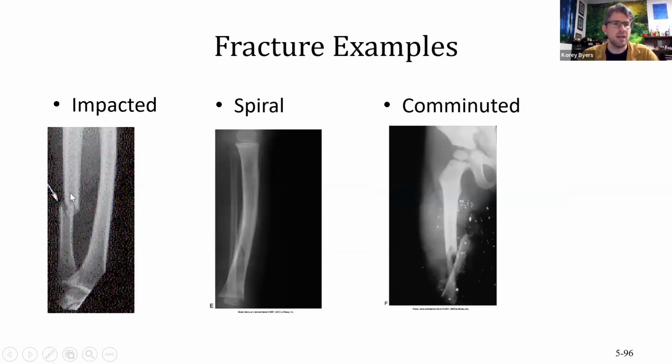Impacted, look how that one's impacted into another. Spiral, it's twisted. And look at this. Comminuted, imagine something horrible, like a car wreck. Those fragments, they're everywhere.